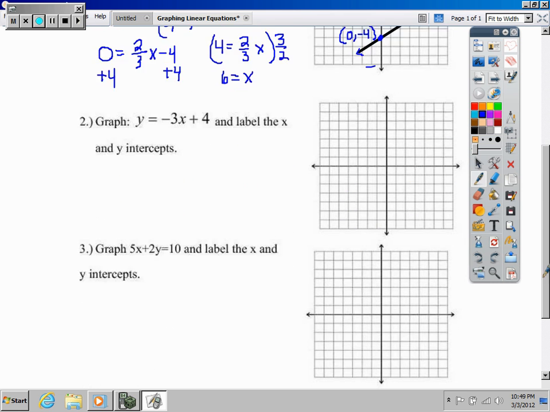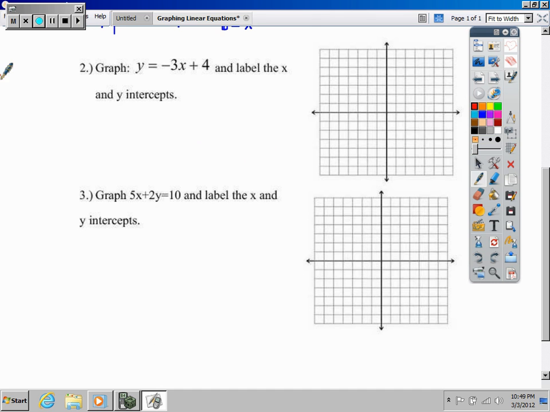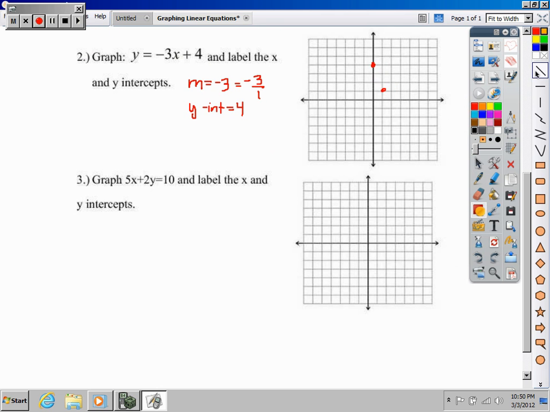The next example, it says graph and label the line. Again, it's in slope-intercept form, so my slope is -3, which is the same thing as -3 over 1. And then my y-intercept this time is equal to 4. So it crosses at 1, 2, 3, 4. There's my point. And now I go down 3, 1, 2, 3 over 1. And then I'm going to sketch my line from that.